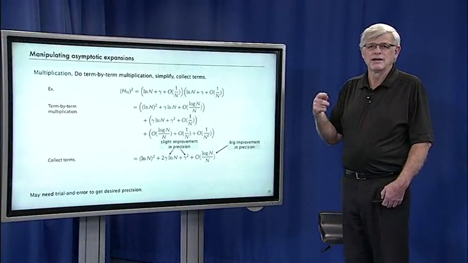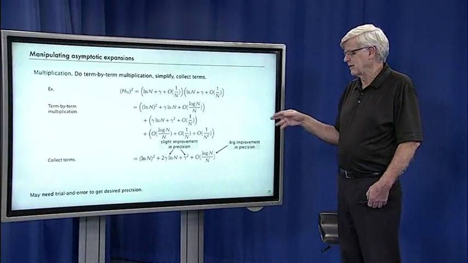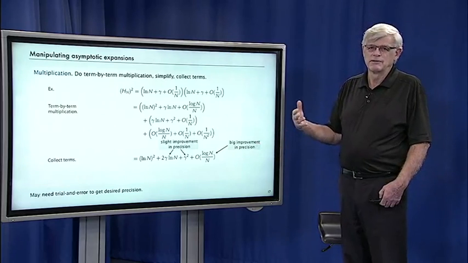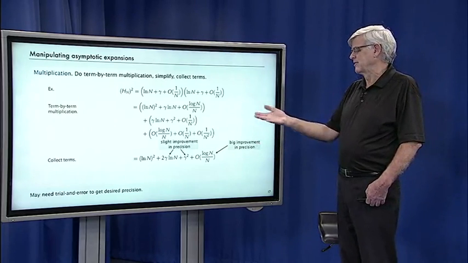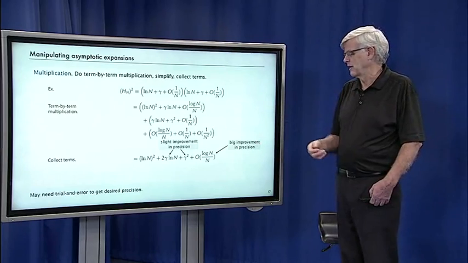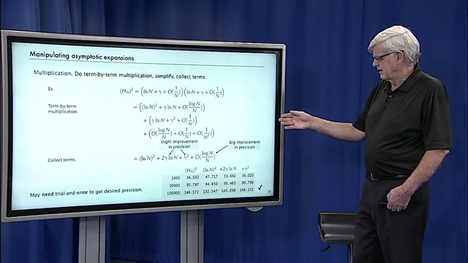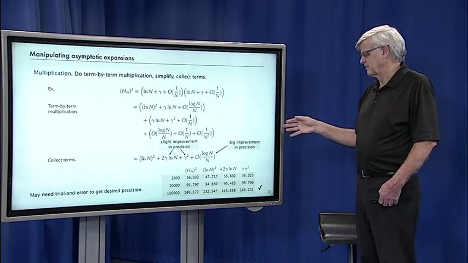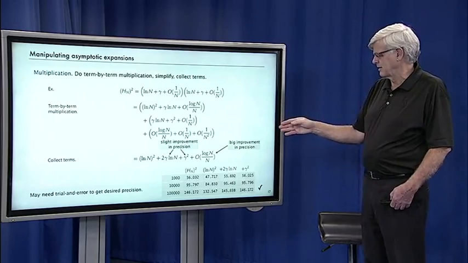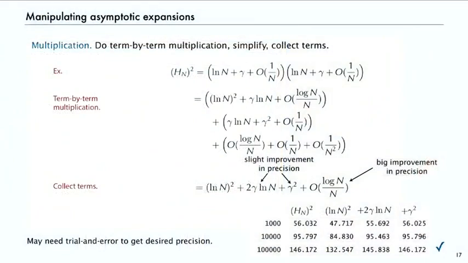Now, you can't always tell ahead of time how far you have to go to get this big improvement. But in real problems, it usually happens after 3 or 4 terms. And that's what happened here. If you look at a table of these quantities for n equals 100, 1,000, 10,000, and 100,000, you can see.